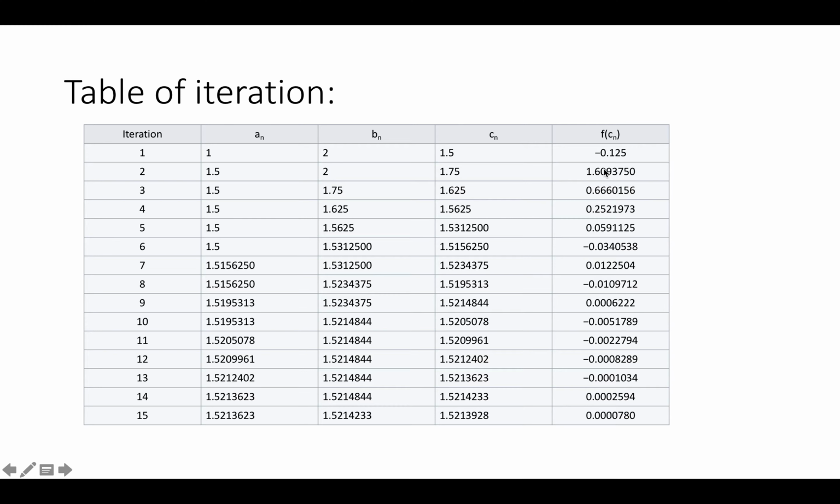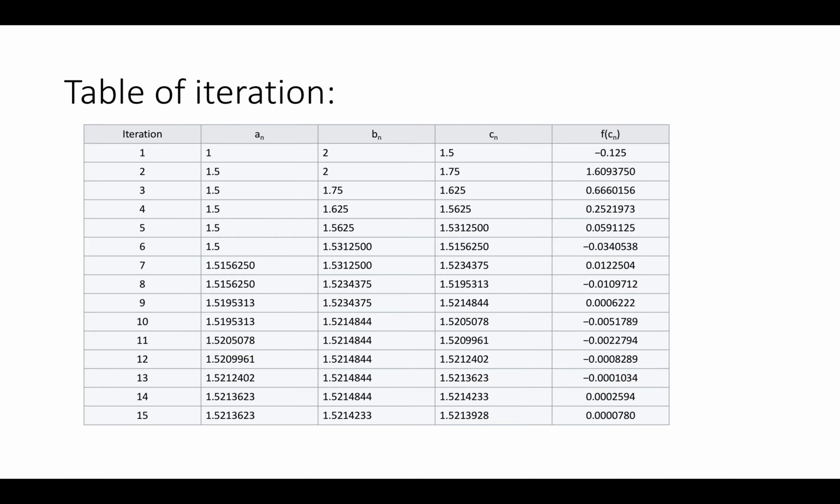Now the function value is positive. So which one is to be replaced? Now B should be replaced. So this 2 should be replaced by 1.75 because the value of the function at B is positive and the value of the function at C in the second iteration is positive. So in the third iteration, 1.5 is as it is and 2 is replaced by 1.75. So 1.5 and 1.75 are the two values of the new interval. Again, the middle point of these two points is 1.625, and the value of the function is positive. So we keep on iterating like this, and in this iteration table, we have shown up to 15 iterations.